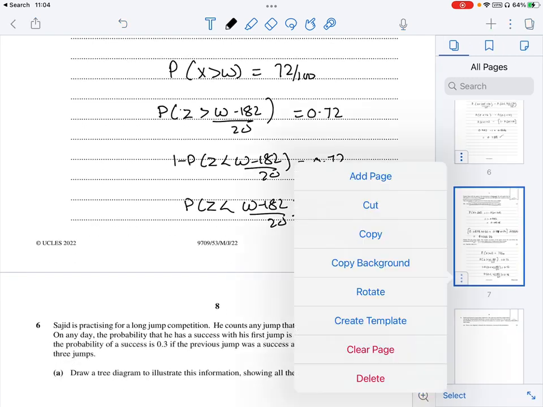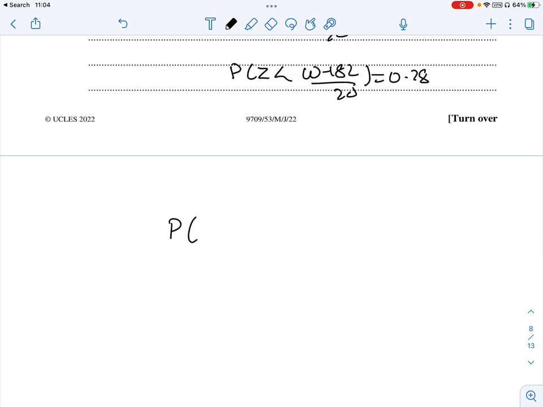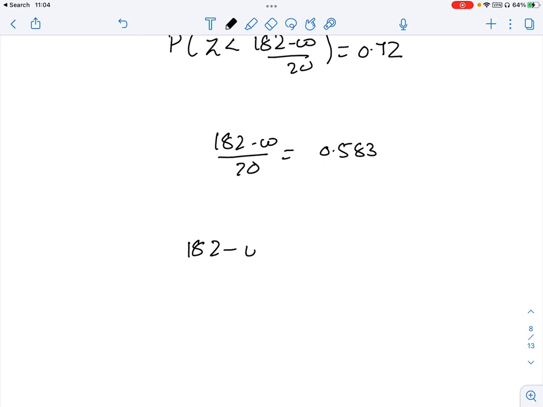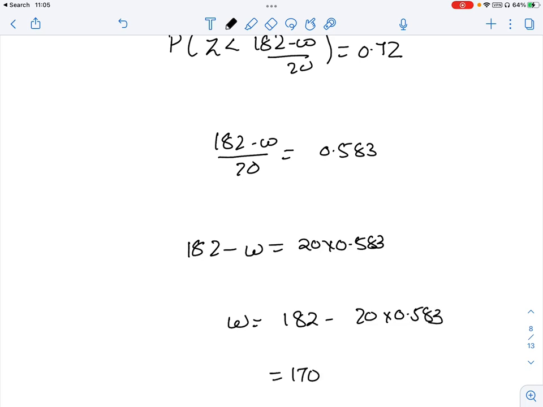But 0.28 will not be there in the table. So therefore subtract from 1. In order to nullify that effect, Z less than 182 minus W upon 20 equals 0.72. So 182 minus W upon 20 equals 0.583. So 182 minus W equals 20 times 0.583. So W equals 182 minus 20 times 0.583. Simplify that, you should be able to get the answer 170.